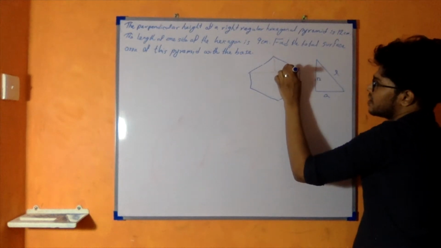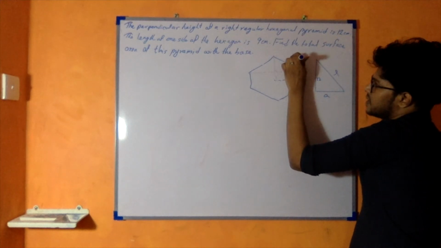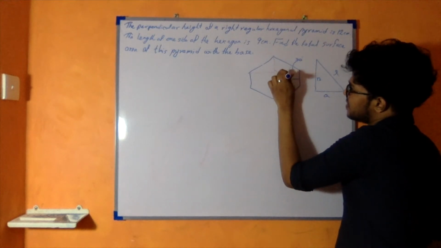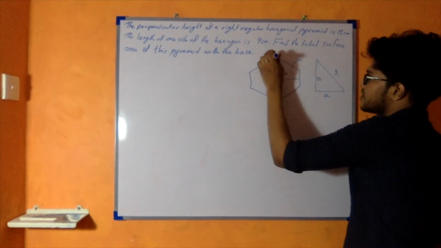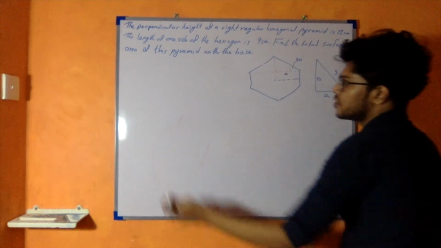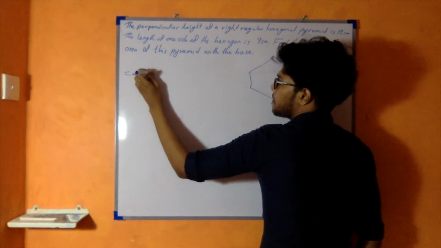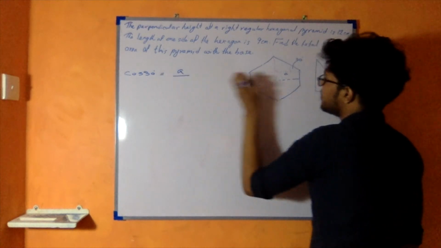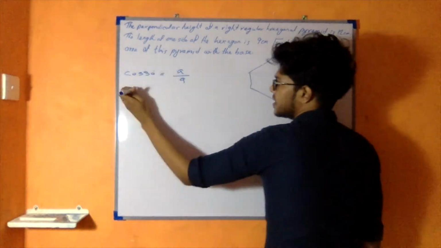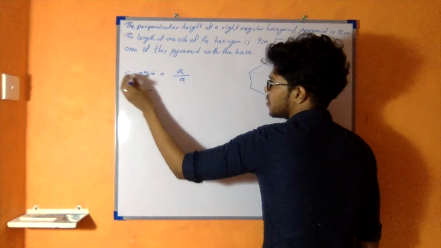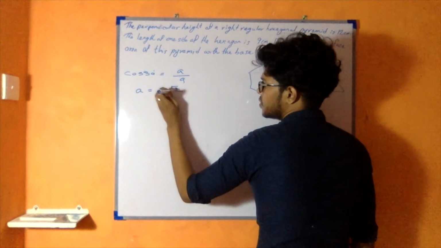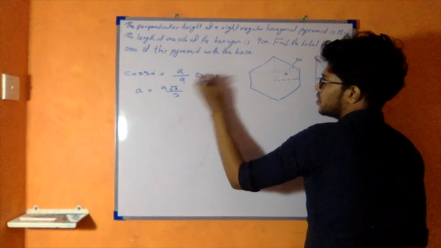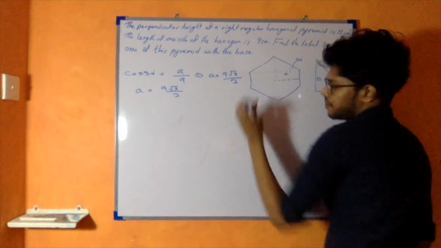If this full angle is 120 degrees and this angle is 90 degrees, what is this angle? It is going to be 30 degrees, right? So by using that, you know this length is A, and this is given as 9 centimeters. So you can use cos 30. Cos 30 is equal to adjacent, which is A, over hypotenuse, which is 9. So A equals what? Cos 30 means root 3 over 2, so A equals 9 root 3 over 2. I will write it here.